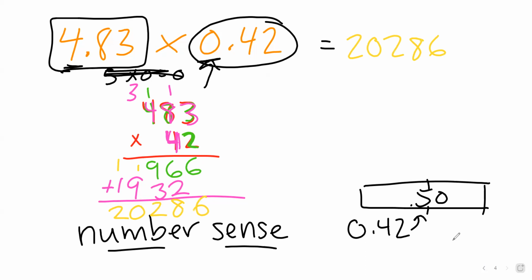So I can't put my decimal here. That's like 2,000. I can't put my decimal here. That's 202, right? That's not less than 4. I can't put my decimal here. That makes 20. That's still not less than 4.